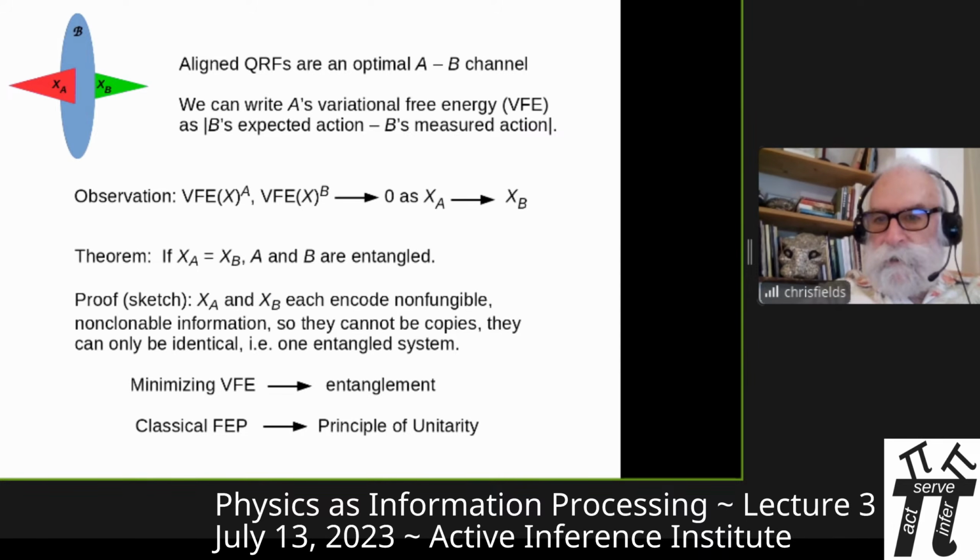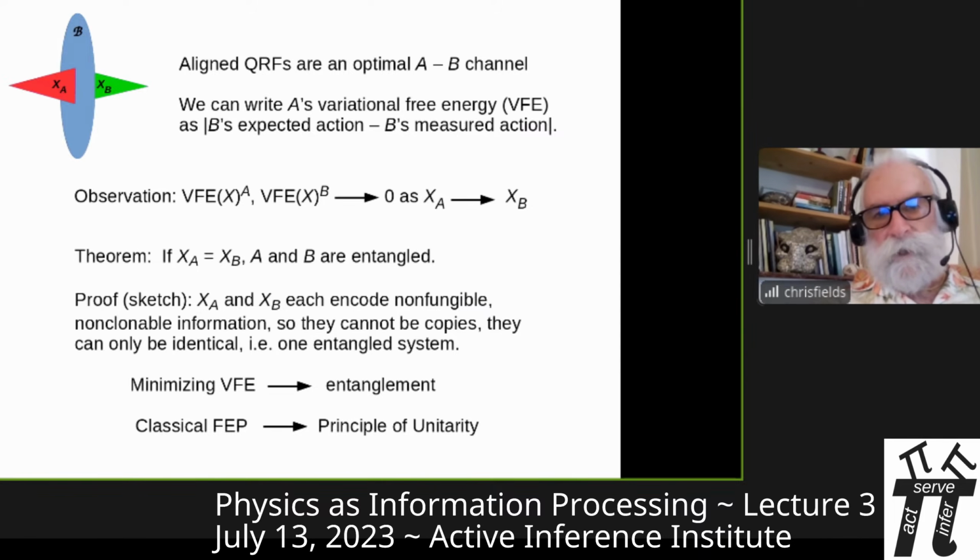So minimizing VFE for quantum systems is becoming entangled. So the classical free energy principle, which tells us to minimize VFE, actually drives quantum systems toward entanglement. And that's why it's a special case of the principle of unitarity, which just says that any isolated joint system is going to asymptotically approach entanglement.